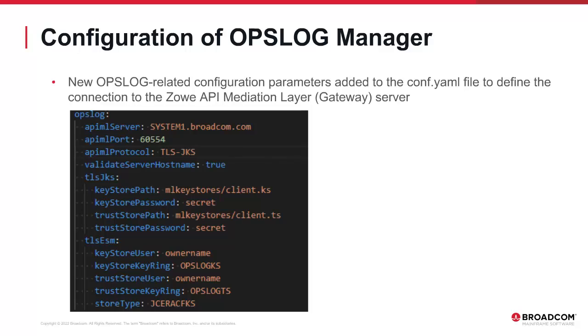Shown on this slide is the new OPSLOG section added to the MTCA's configuration file, defining how MTCA should establish a secure connection to the gateway component of the Zoe API ML. If the API ML server parameter is left blank, or if the MTCA is unable to establish a connection to the Zoe API ML server, or if the user's credentials cannot be verified, the OPSLOG Manager option will not be available on the MTCA main navigation dropdown.